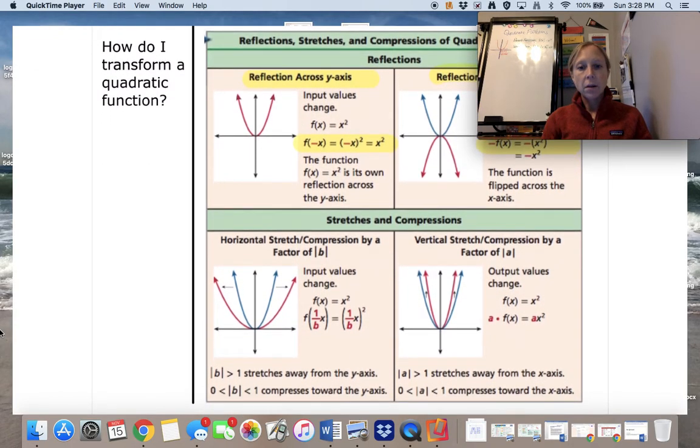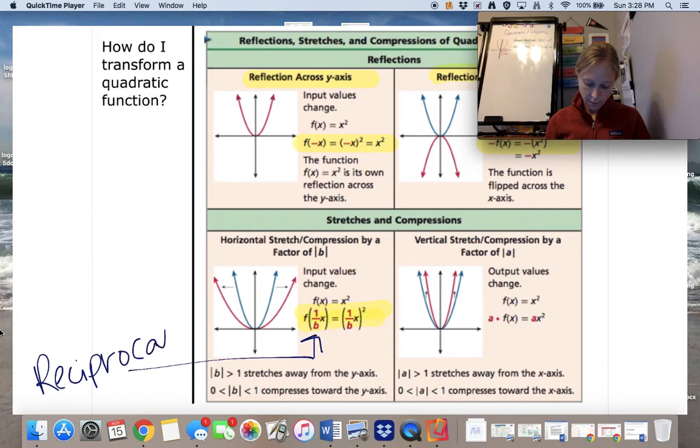Horizontal stretches and compressions, remember that happens inside. It gets substituted in with x. And remember that word that we have to use when we see a horizontal stretch or compression. Say it. Yes, reciprocal. And then finally, we have our vertical stretches and compressions. Again, those happen to the output. It is a multiplier for our entire function.